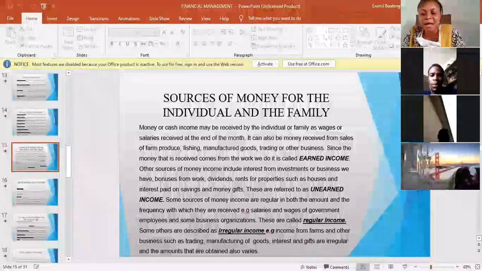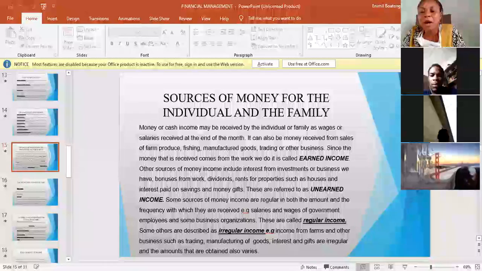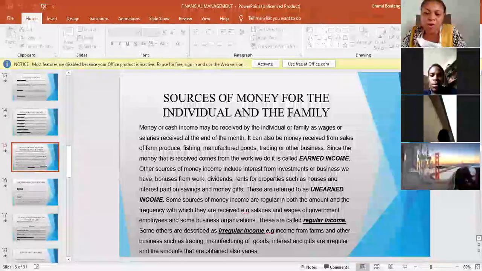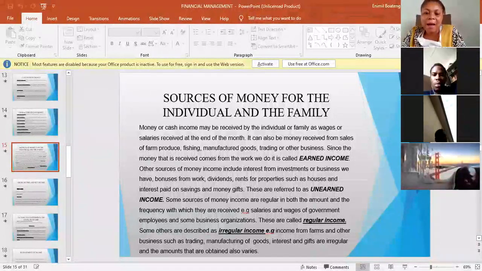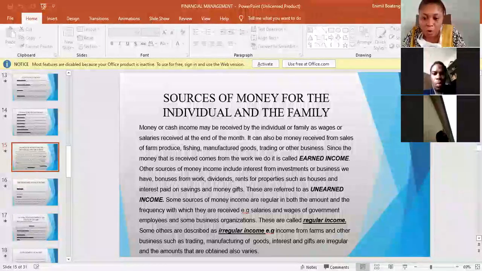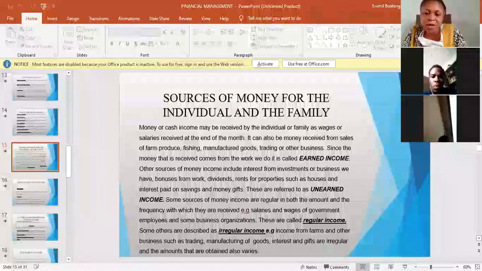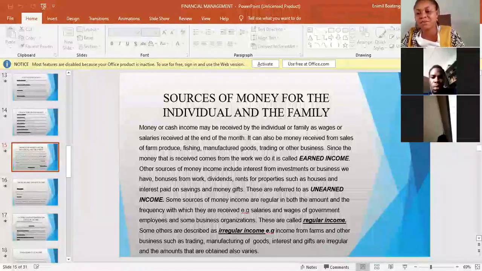Now, these incomes we are talking about, some may be regular, some may also be irregular. When we talk about regular income, they are incomes that are regular and then they are frequent in amounts and then the frequency at which you receive them.